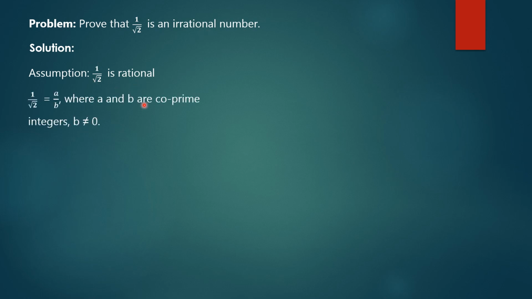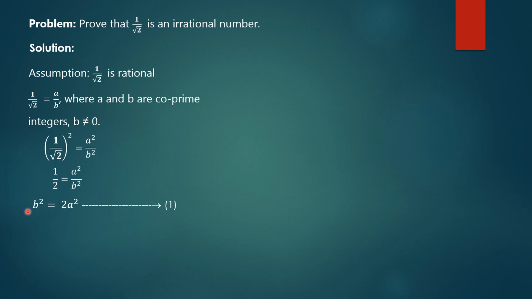By the definition of a rational number, 1 by root 2 is equal to a by b, where a and b are co-prime integers and b not equal to 0. Again, squaring on both sides, 1 by root 2 whole square is equal to a by b whole square, that is nothing but a square by b square. On simplification, 1 by 2 is equal to a square by b square. If we go for cross multiplication, b square is equal to 2a square.